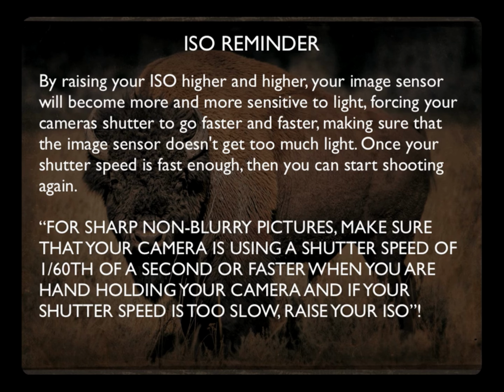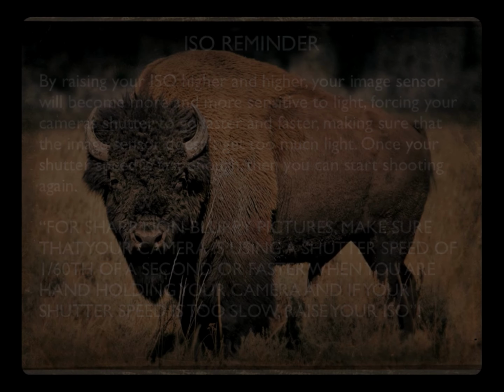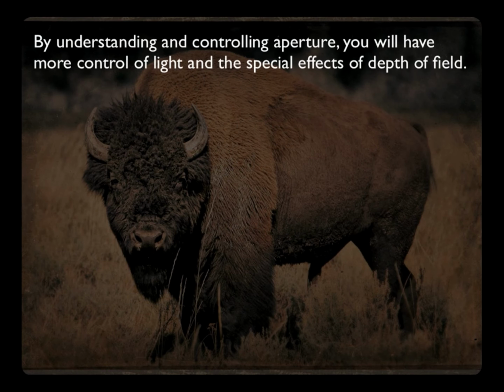For sharp, non-blurry pictures, make sure that your camera is using a shutter speed of 1/60th of a second or faster when you're hand holding your camera. And if your shutter speed is too slow, raise your ISO. By understanding and controlling aperture, you will have more control of light and the special effects of depth of field.